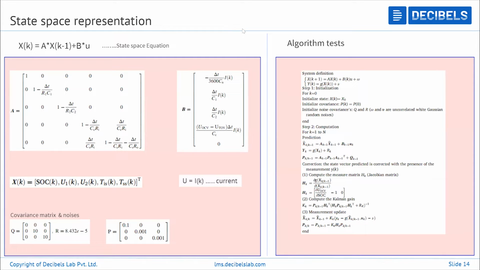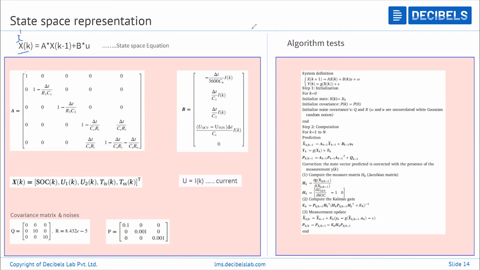So here you can see a state space. Instead of X with a dash, I'm representing X of K, and this is X of K minus 1. So you can see the A matrix, right?